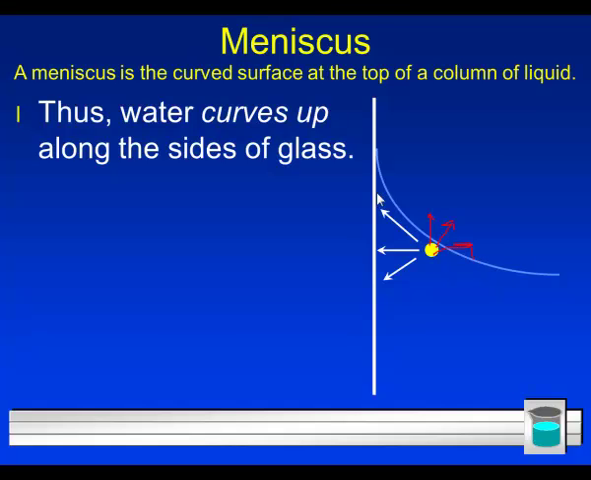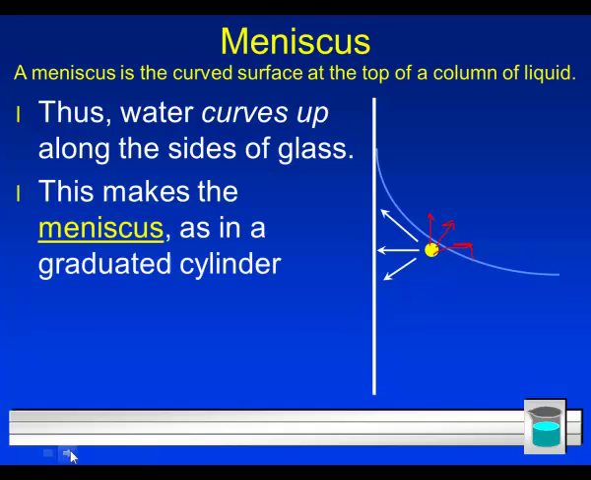So we wind up with the molecules sort of being able to climb up the sides of the glass of a graduated cylinder or any other glass container that we might be carrying around water in. And this is what causes the meniscus that we've been looking at since the beginning of the year when we measure out something liquid into a graduated cylinder. We always measure the volume of the liquid based on the very bottom of that meniscus.